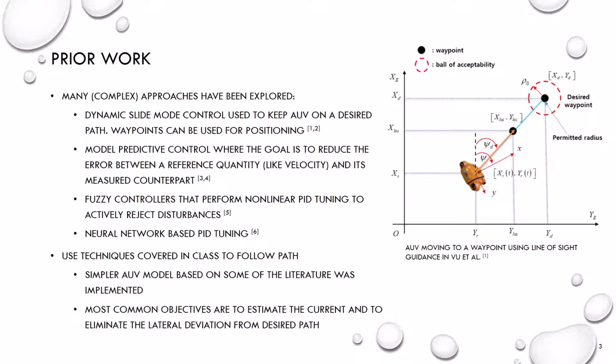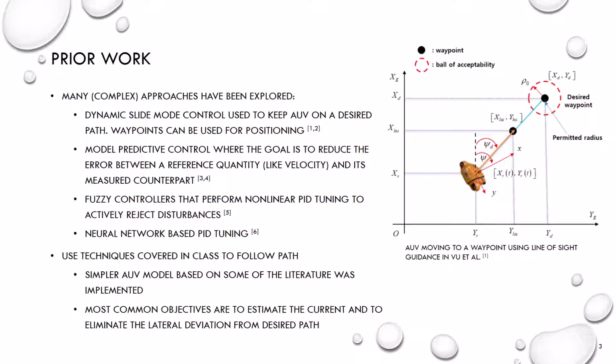Another approach is using model predictive control, where the goal is to keep a reference quantity like velocity or acceleration close to a reference. Other techniques, such as fuzzy controllers or neural networks, have been used for nonlinear and more complex tuning of PID controllers. These techniques have shown a lot of promise.